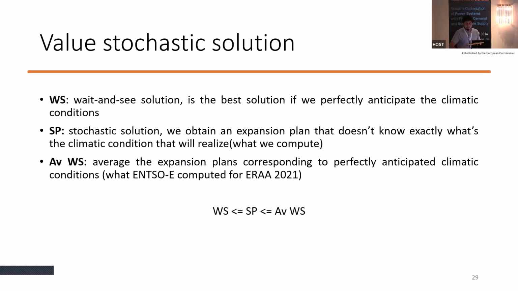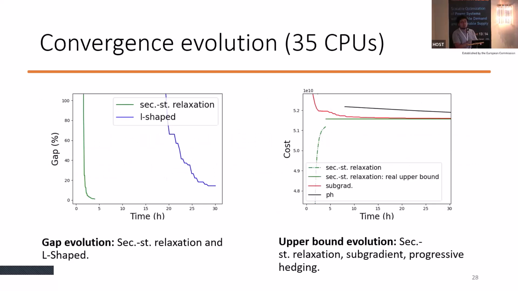Now, what I would like to discuss is the value of the stochastic solution. This is a common metric found within the stochastic optimization literature. The idea is to assess whether going to a stochastic problem makes sense or not. The first item here is the WS solution, the wait-and-see solution, which is the best solution if we perfectly anticipate the climatic conditions. The SP solution is just the stochastic solution, which is the solution that we obtain with one of these schemes.